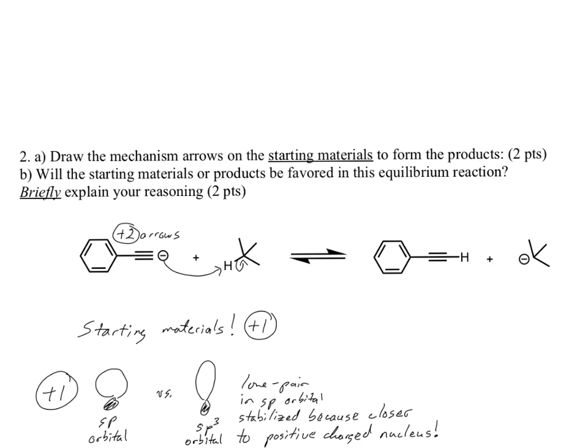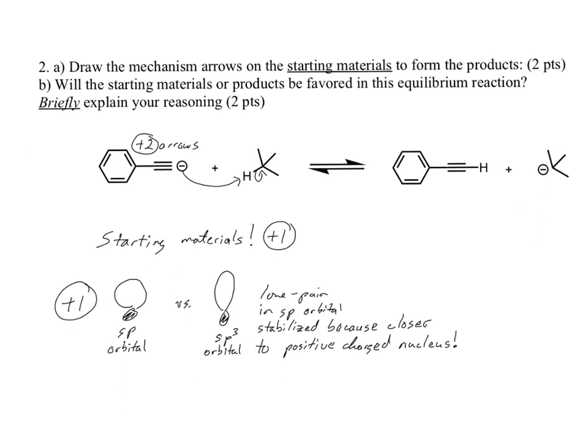And how do I know that? Well, I look at the differences. Negative charge, obviously, so charge is balanced. This is a negative charge in an sp hybrid orbital. This is a negative charge in an sp3 hybrid orbital. So what's the difference? Well, an sp hybrid orbital is shorter and fatter, with more s character, 50% s, 50% p. An sp3 hybrid orbital is 25% s, 75% p.